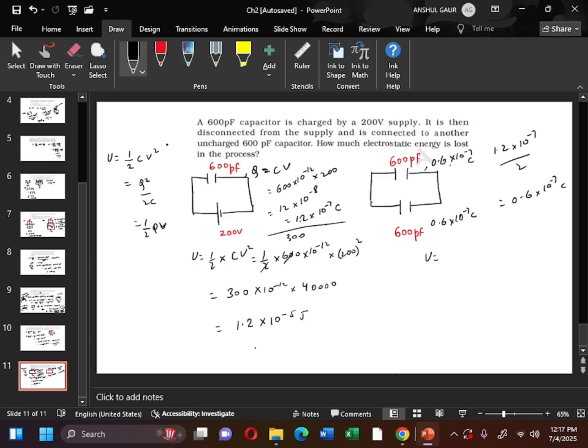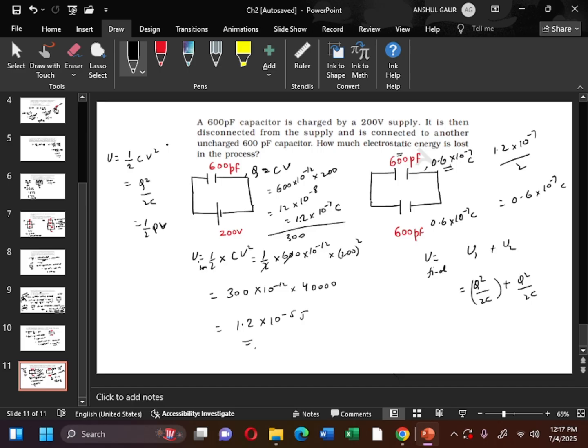Now the total energy in the final case, this is the final case and that was the initial case. Initial case energy was 1.2 into 10 to the power minus 5 joules, and in the final case it is U1 plus U2, where U1 is the energy of the first capacitor and U2 is the energy stored in the second capacitor. So now we can use the formula Q square upon 2C here, because we know the value of Q as well as the value of C.